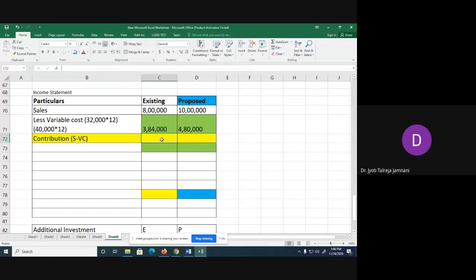8 lakh minus 3,84,000, four lakh 16,000 you get. And 10 lakh minus 4,80,000, sorry, 5,20,000. 5 lakh 20.